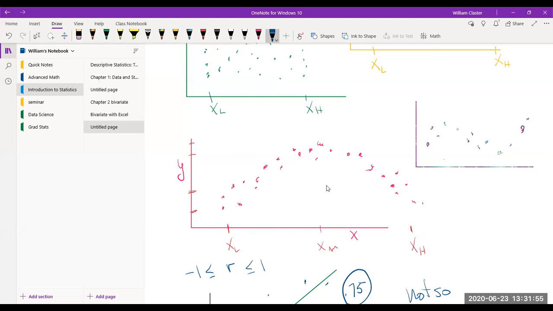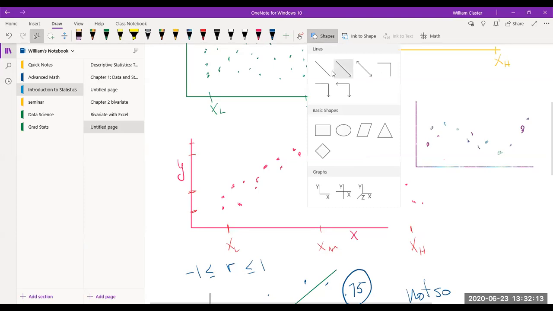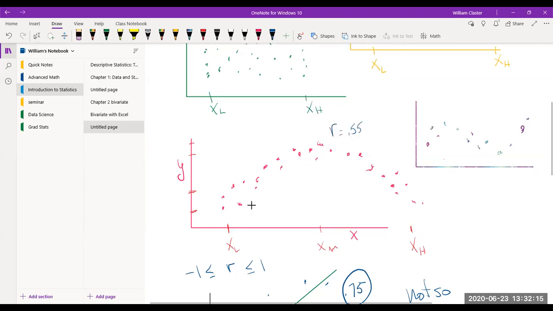Like the correlation coefficient might be, I'm just guessing, but it might be like R equals 0.55 or something like that. I'm just making it up. I don't really know what it is. Okay, so it's not going to be very good, or maybe it's even lower than that. Because the correlation coefficient measures how well the data fits a straight line. And this data doesn't fit a straight line very well. Okay, so you have to be careful about that.